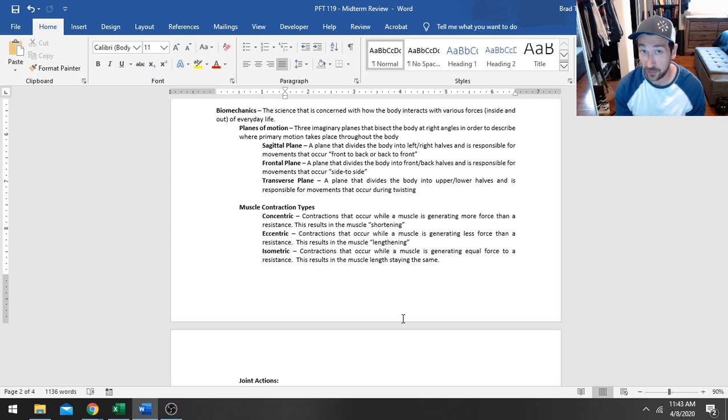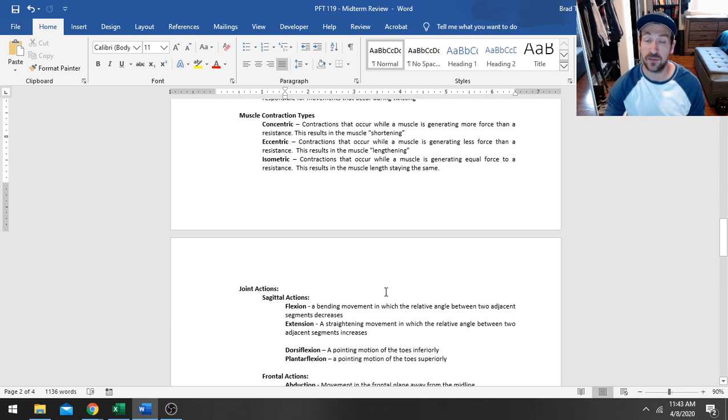Then you've got the frontal plane, which is going to divide you into front and back halves. So the plane's going to move infinitely in this direction. Those are going to be motions that are side to side, right? Something like this would be frontal plane. And then the transverse plane is going to divide me into upper and lower sections, right? And so I'm going to move along it like this during rotational movements or during twisting. So those are our planes of motion.